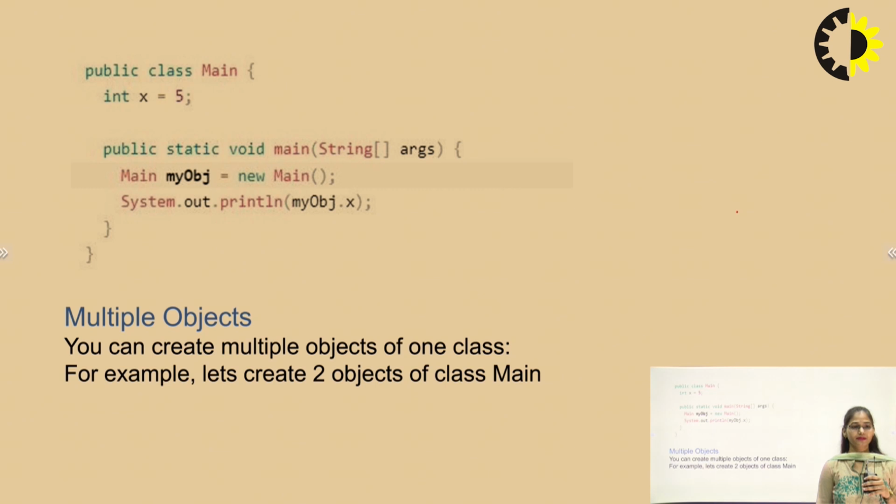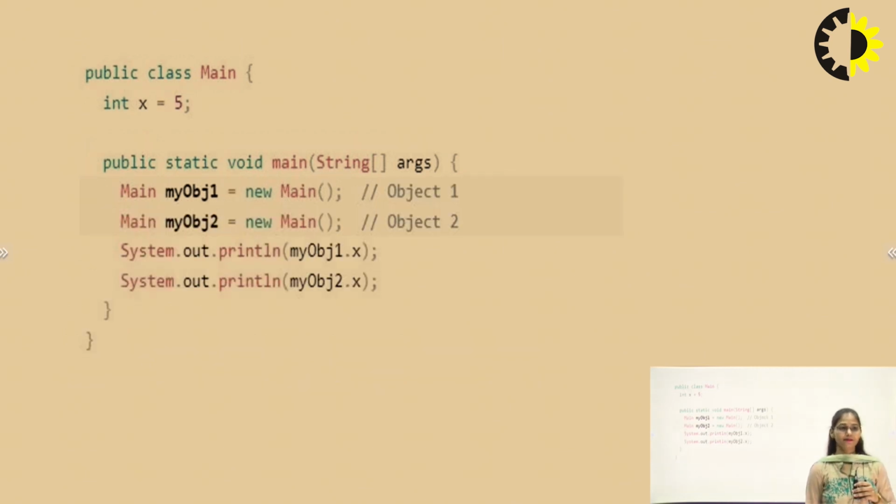And later on, with multiple objects, you can create multiple objects in a class, that is, create two objects of class Main. Suppose we have an object of a class in multiple ways. Now in this particular class we have assigned a variable int x = 5, and we have created two objects, object 1 and object 2. The object creation uses the new keyword.